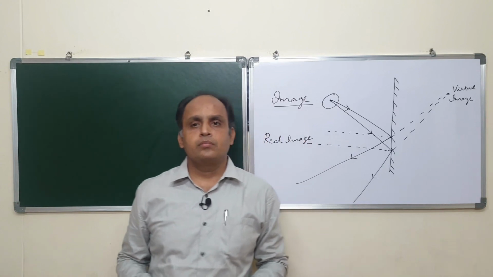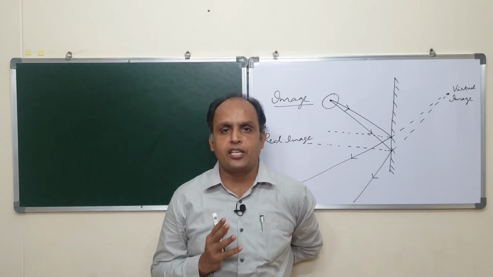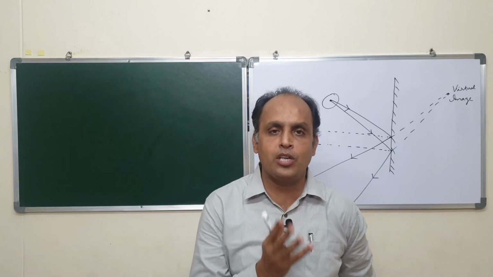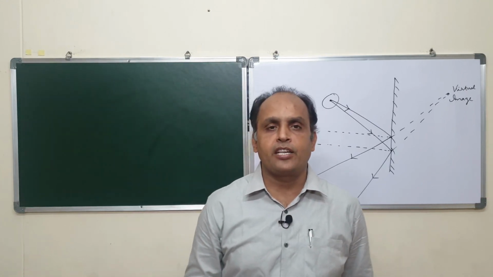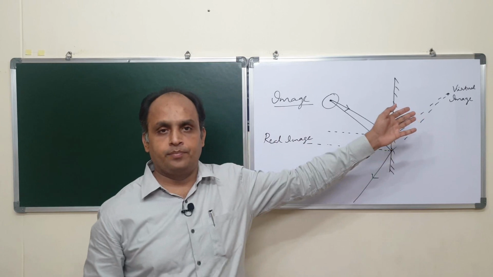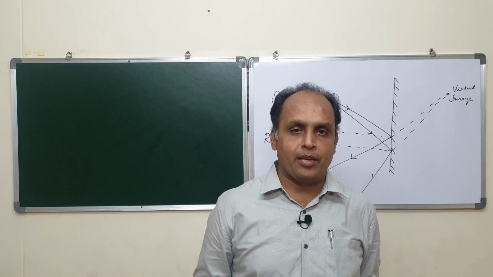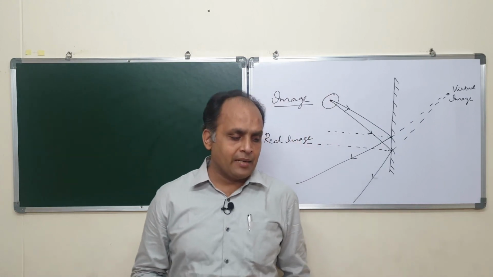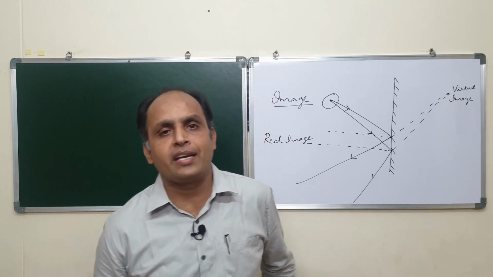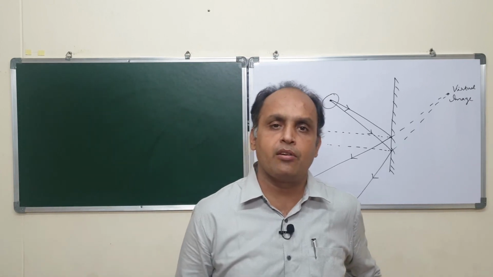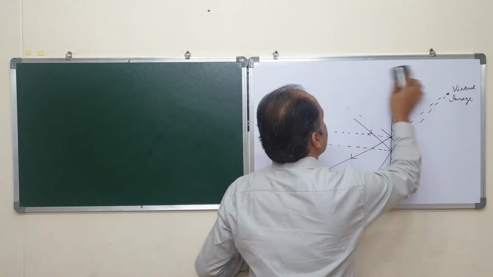So, a real image is a point or set of points where the rays of light after reflection actually meet. Whereas a virtual image is a point or set of points where the rays of light after reflection appear to diverge from, which we have seen in case of plane mirror. So plane mirror forms a virtual image. So we will be learning in this class about the image formation in case of concave and convex mirrors, which are curved mirrors or spherical mirrors, right?